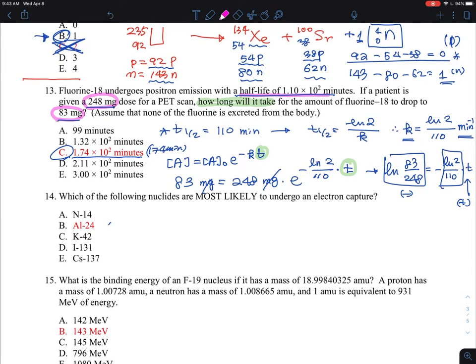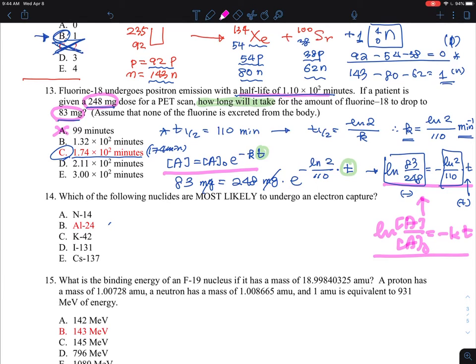And actually you have to solve this equation, which is the same thing. Remember, I want to write in here natural log of A divided by A naught equals minus kt, right? So that's the equation that you can use right away. Either way, you'll get the answer like this.